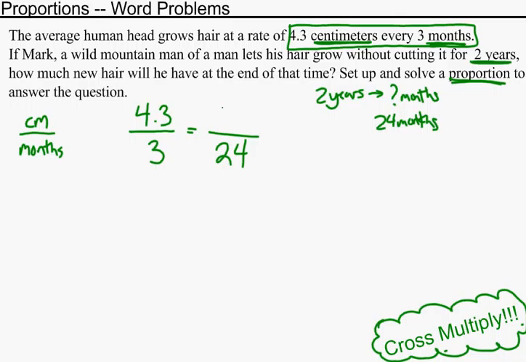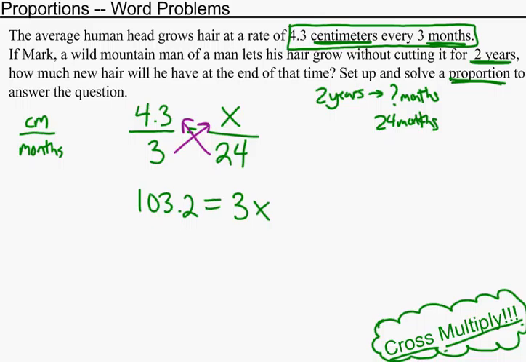So I label my final remaining spot with my variable, x, because I want to know how much new hair, in terms of centimeters, he'll have. So since I'm dealing with a proportion, I get to cross multiply, which is exciting because it gets rid of my fraction, which is what I want. So I take 24 and multiply by 4.3, and I get 103.2. And then I take 3 times x, and I get 3x.